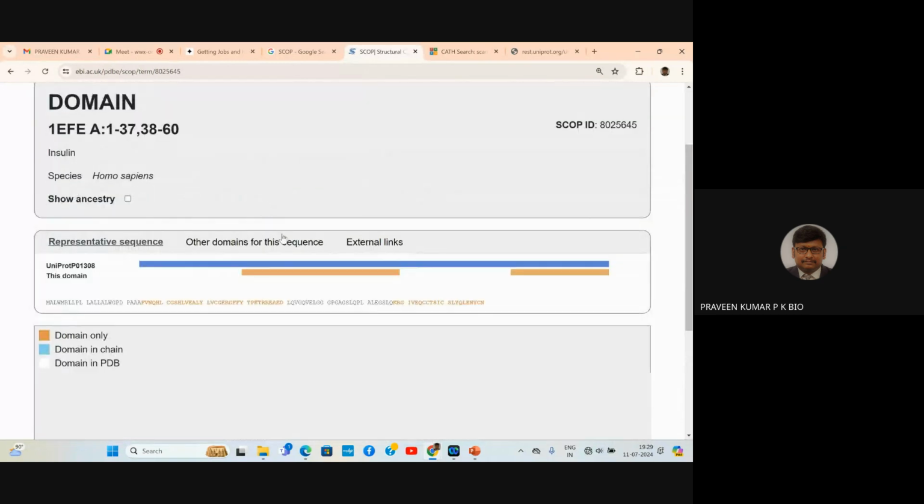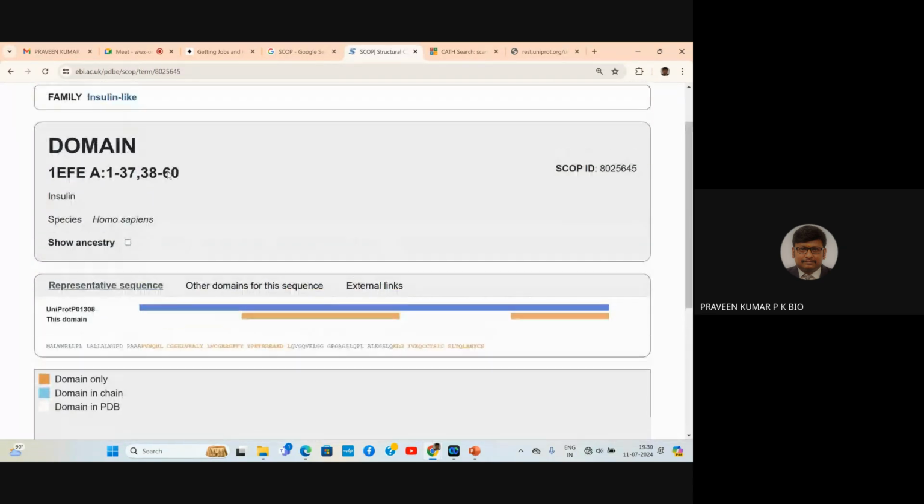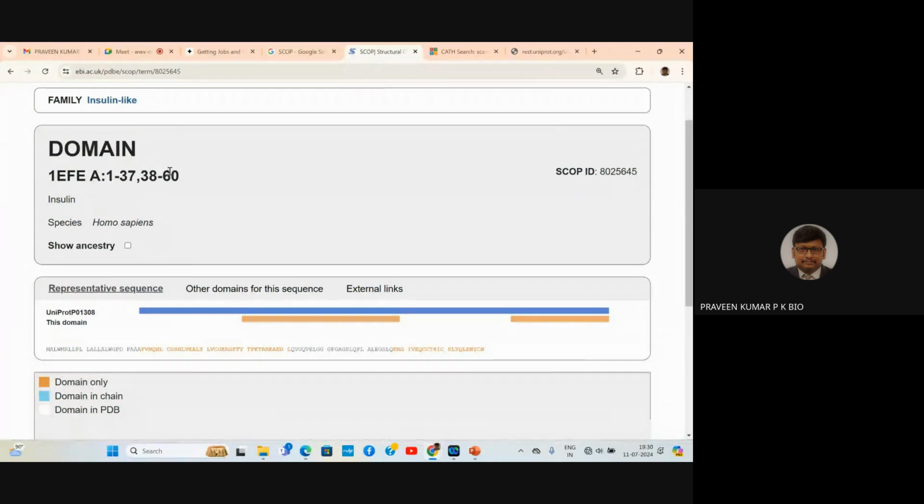Okay, so SCOP is one such domain database. You know what a domain is? A domain is a part of a protein which gives a function or a structure for a protein. Insulin is a functional protein. It regulates the glucose level, isn't it? That is the biological activity of insulin. If so, to regulate the glucose level, what is the important part? What is the important domain? So these domains can be found from this SCOP database.